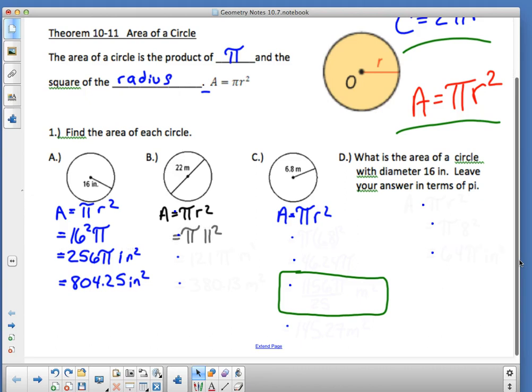11 goes in. 121 pi is in terms of pi. Popping it out, 380.13 to the 100th. I expect you to give it to me in the 100th if I don't state it.